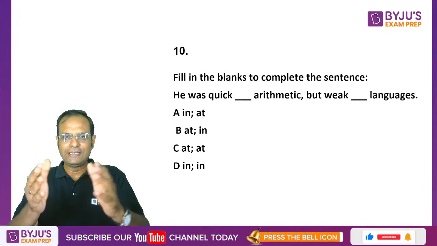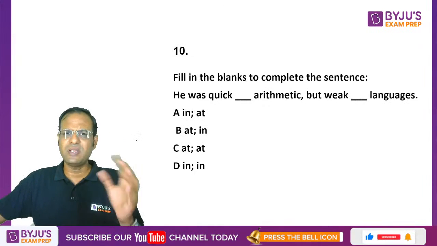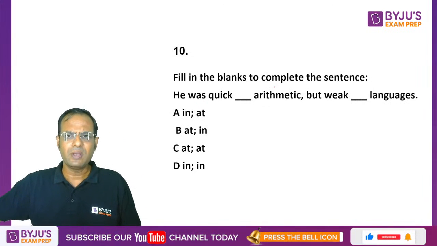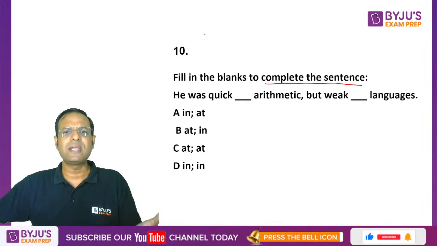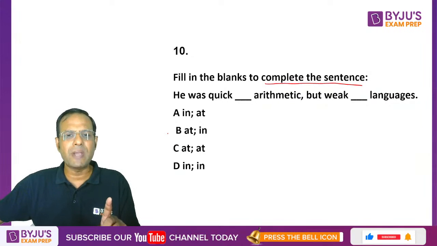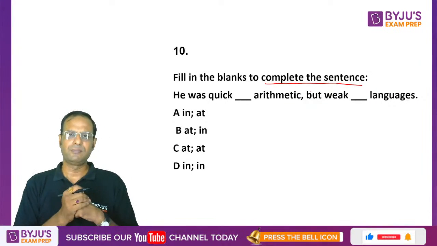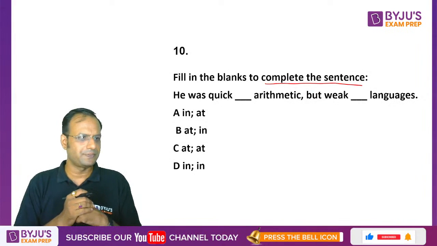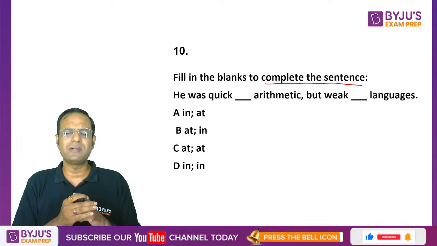Okay. The next question. Now, this is a fill in the blanks question. This is an easy one, right? You have to complete the sentence. These questions are known as sentence completion. A sentence is given to you, two blanks are there, and from the given options, you have to choose the best option that can give you the correct preposition that you can use in these blanks. He was quick dash arithmetic, but weak dash language.